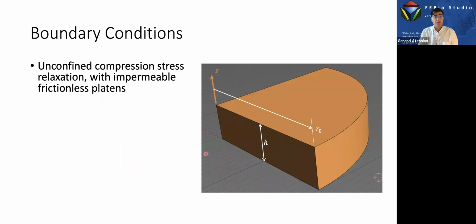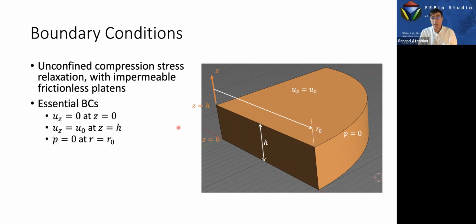Now let's take a look at the specific example, which I'm going to illustrate in a moment in FEBio Studio. I'm going to show you unconfined compression stress relaxation of this disc with impermeable frictionless platens. All of these are keywords. Unconfined compression means I'm going to prescribe, stress relaxation means I'm going to prescribe the displacement. And impermeable means I want no fluid flux normal to the surface on which the platens are acting. And they're frictionless. That means zero tangential traction.